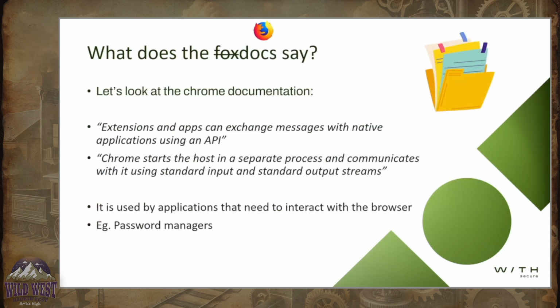And I found this. So it says that extensions and apps can exchange messages with native applications using an API. Chrome will start the host in a separate process and communicate using standard input and output streams, right? So essentially, it's useful for if we have an executable over here and the browser over here, and we need to do some inter-process communications.